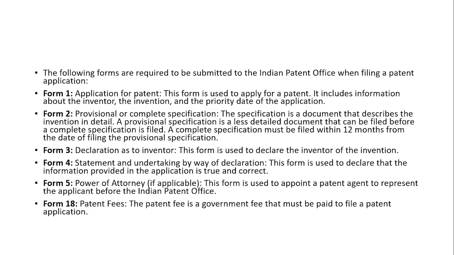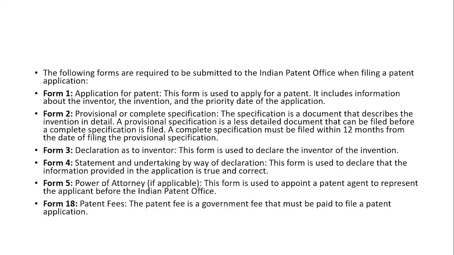Form 4, statement and undertaking by way of declaration. And Form 5 is related to power of attorney. The applicant's attorney or the inventor's power of attorney; likewise, you may give the details with Form 5, if applicable. Form 18, patent fees. For the design patent it is 7,500, and for a utility patent it may cost around 8,000 during the application. You may refer to the Indian Patent Office website to get the current fee details.